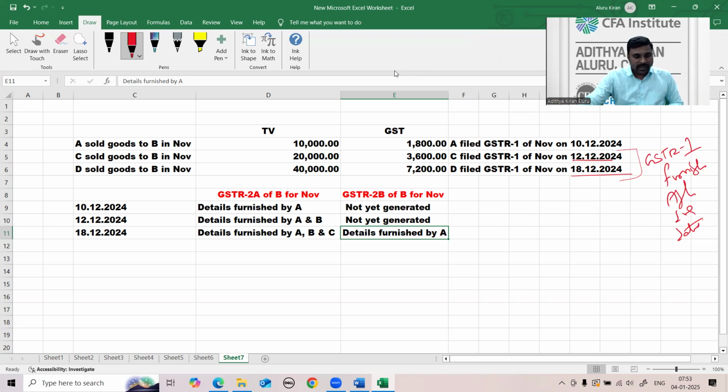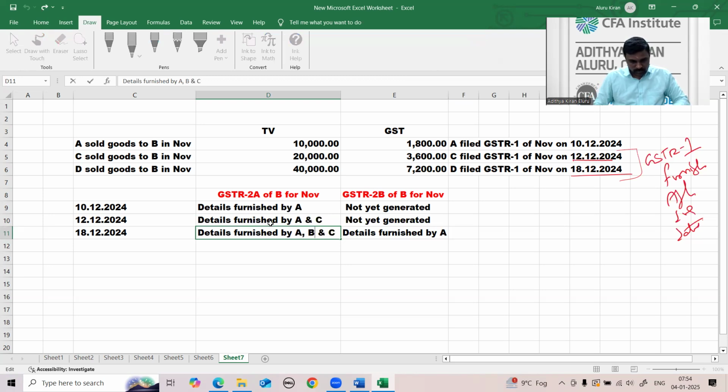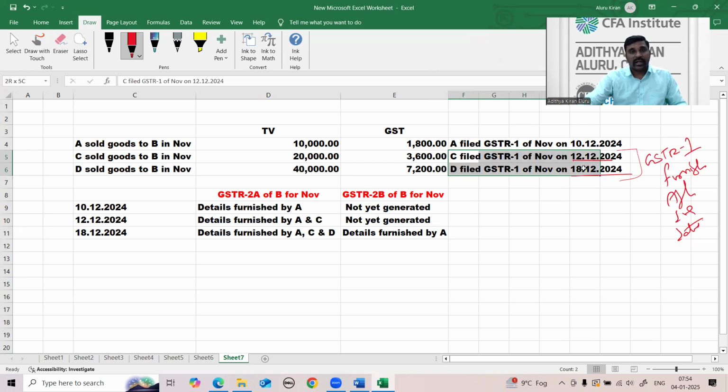C and D furnished the details after the GSTR 1 due date. Therefore, those details will not be uploaded. Those details will not be reflected in GSTR 2B of B.